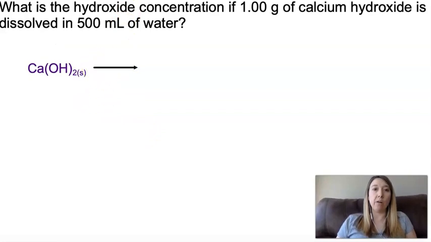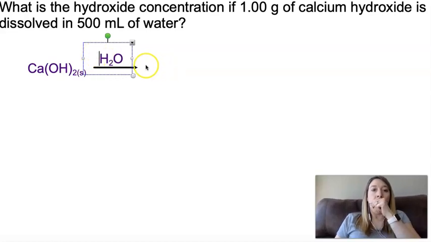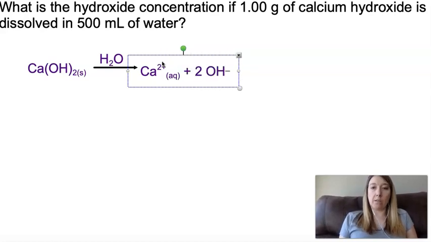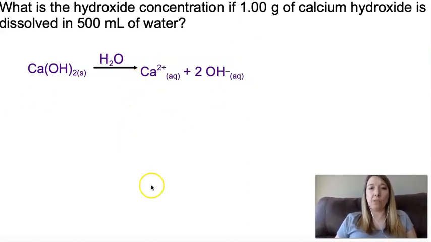Which is why we put our arrow, and over that arrow we put water to show that it is being dissolved in it. This is going to break apart into ions: we get a calcium ion, Ca2+ (aq), and we get 2 hydroxide ions. Again, we talked about writing these dissociation equations. Really important to make sure that you can write them.